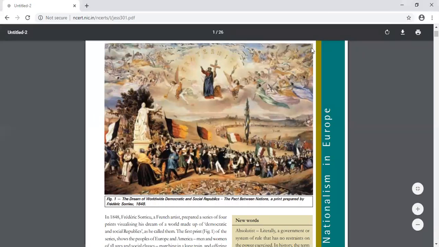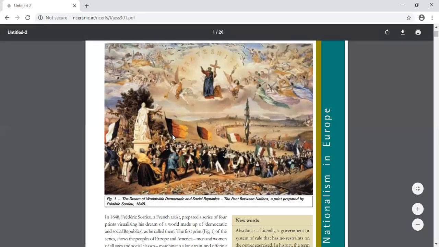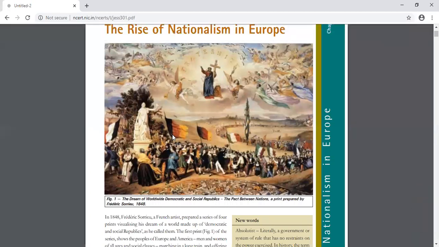So the first print, figure 1 of the series, shows the people of Europe and America. If you will see, you can recognize with their flags, men and women of all ages and social classes, marching in a long train, and offering homage to the Statue of Liberty as they pass by it.